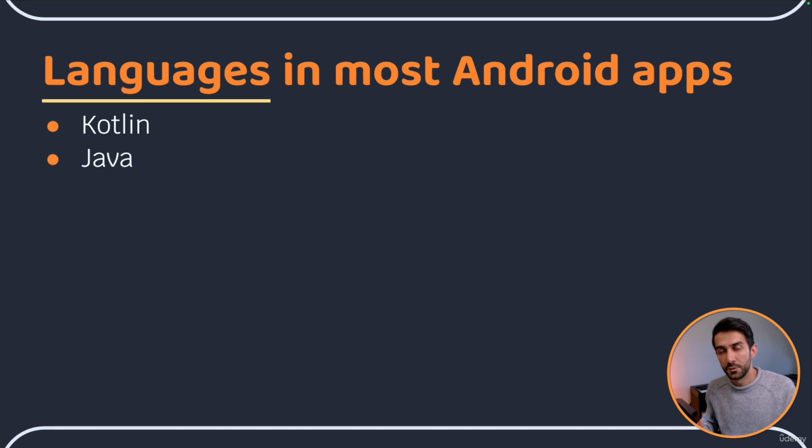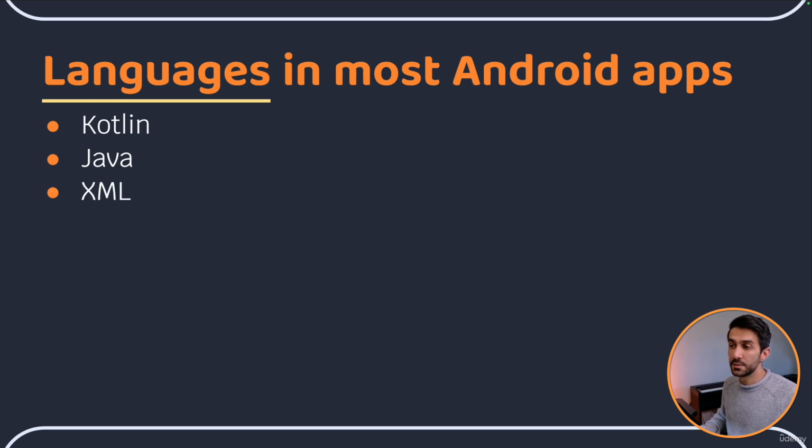And then we have Java, which used to be the official language for Android development. After Kotlin got introduced, it started to be deprecated. So companies have been migrating their Java code base to Kotlin for years. But it is still used in many apps.